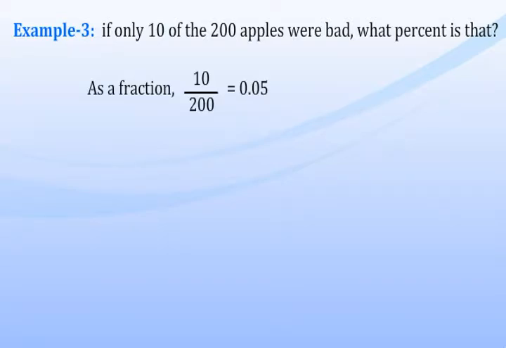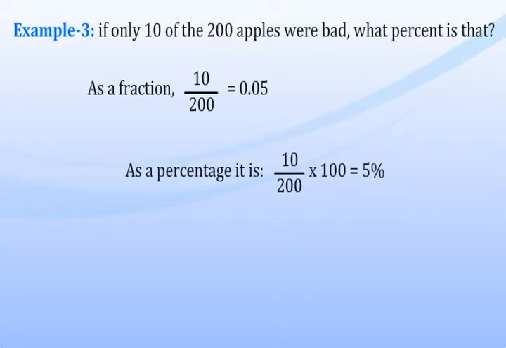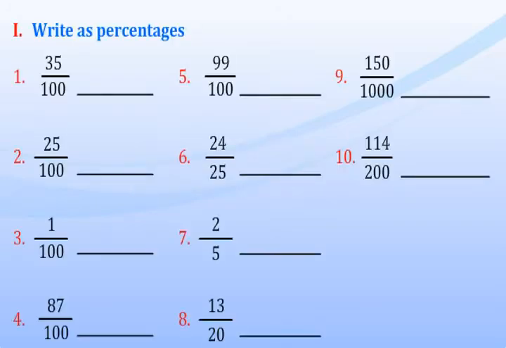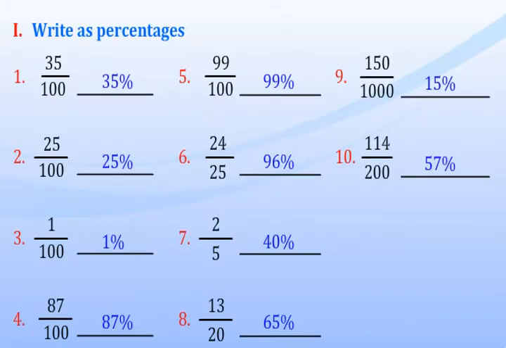Example, if only 10 of 200 apples were bad, what percent is that? As a fraction, 10 by 200 is equal to 0.05. As a percentage, it is 10 by 200 into 100 is equal to 5%. 5% of those apples were bad. Thinking skills. Therefore, to convert a fraction into a percentage, find an equivalent fraction with denominator is equal to 100. Activity 1. Write as percentages.